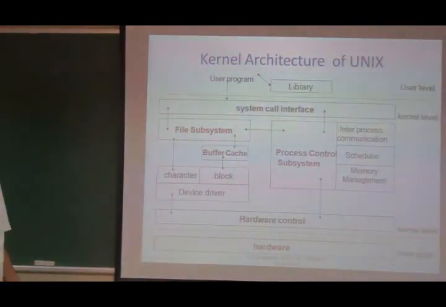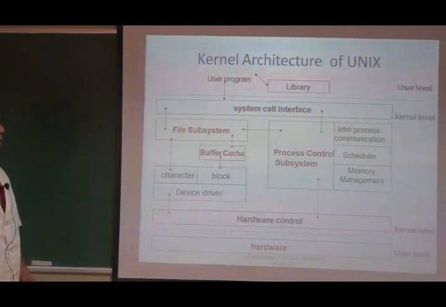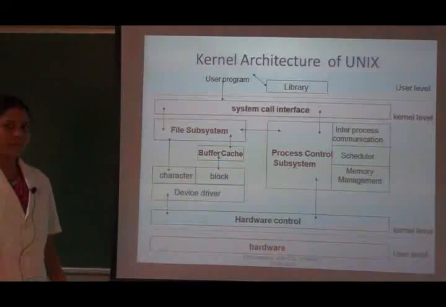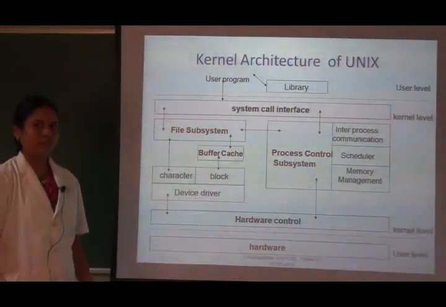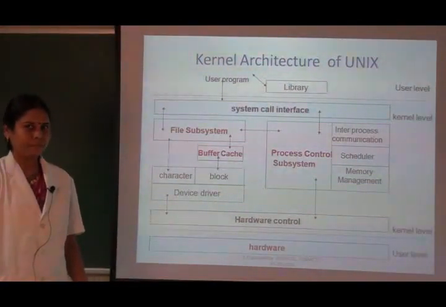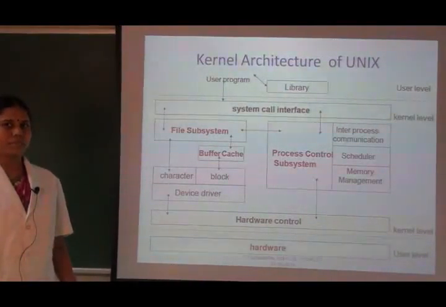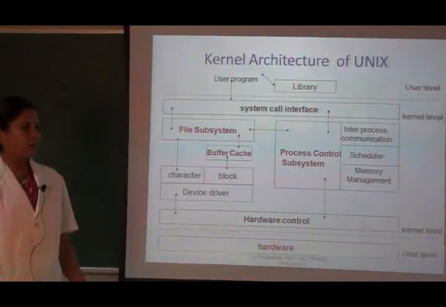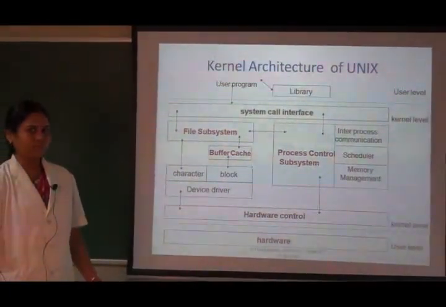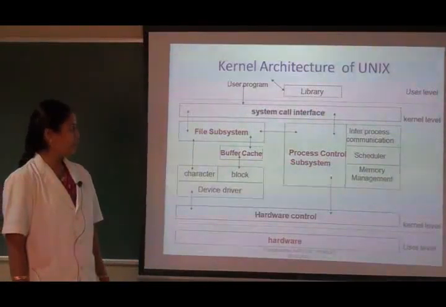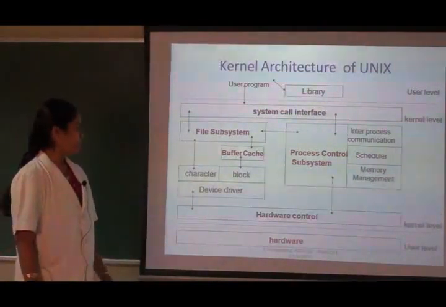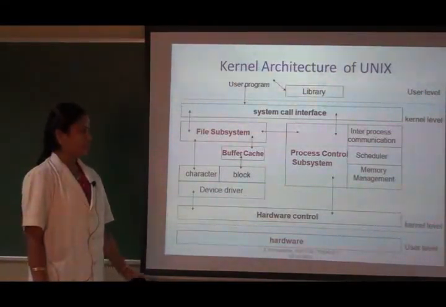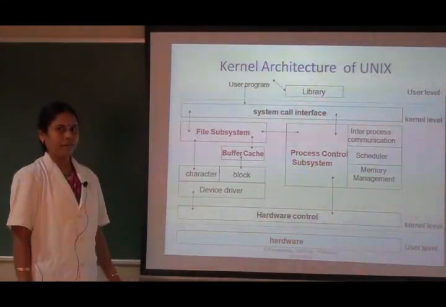This is the kernel architecture of Unix. The kernel architecture of Unix has two levels: user level and kernel level. In the user level, the user can give his program, in which he can use system calls and other library functions. In the kernel level, all the main modules of the operating system are given. The kernel level consists of the file subsystem, buffer cache, device driver and process control subsystem. These are the main modules in the kernel level.